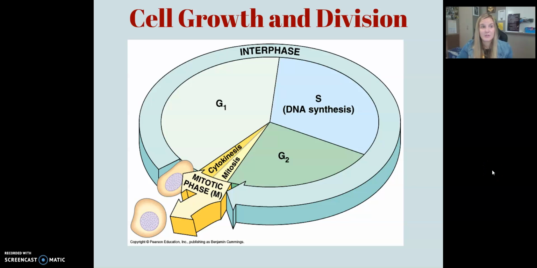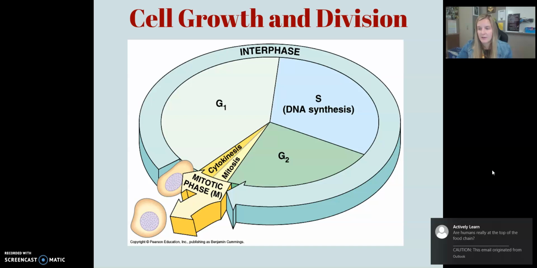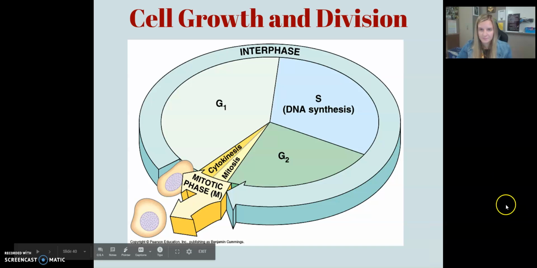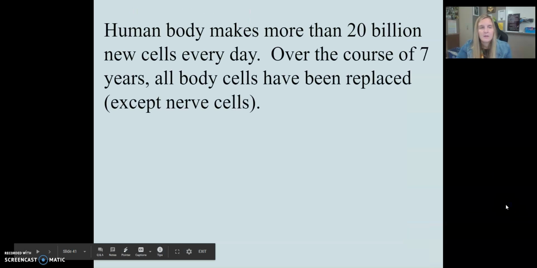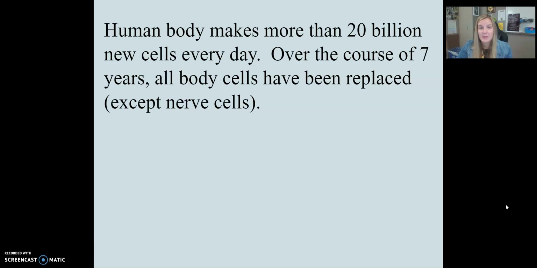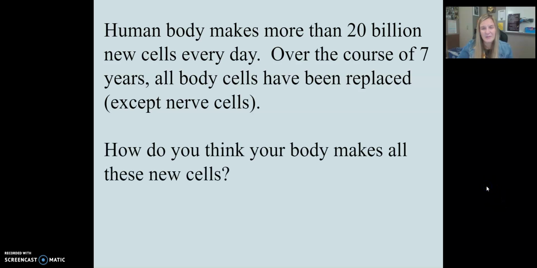Welcome to the lecture over the cell cycle, which is monitoring cell growth and division. So the human body makes more than 20 billion new cells every day. Over the course of 7 years, all body cells have been replaced except for your nerve cells. So your brain and your nerves will not replace. Now, how do you think your body makes all of these new cells?